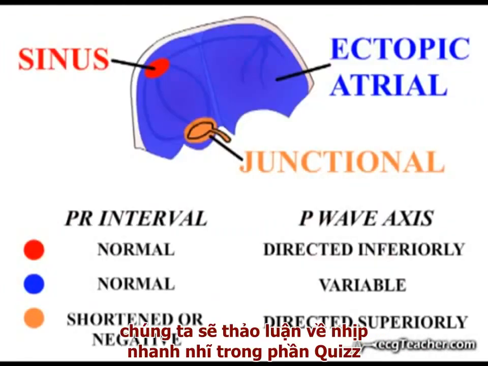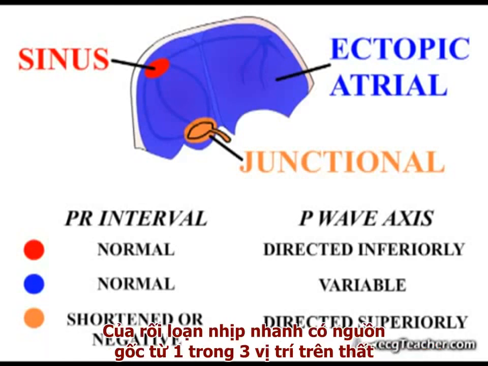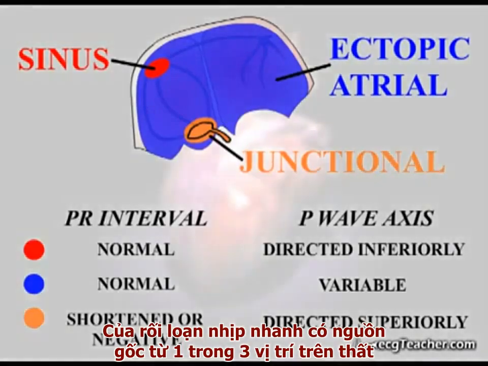We will discuss ectopic atrial tachycardia again in the quiz section. For now, this slide summarizes the main features of tachyarrhythmias arising from a focus in each of the 3 supraventricular zones.